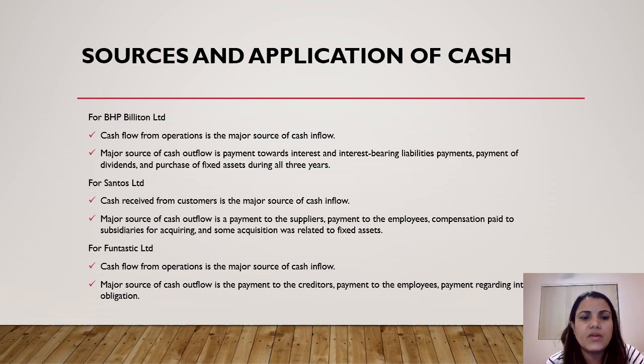So regarding BSP Limited, cash flow from operation is the major source of cash inflow. Major source of cash outflow is payment towards interest and interest-bearing liabilities, payment of dividends, and purchase of fixed assets during all 3 years. So basically, I have taken 3 years: 2017, 2018 to 2019.